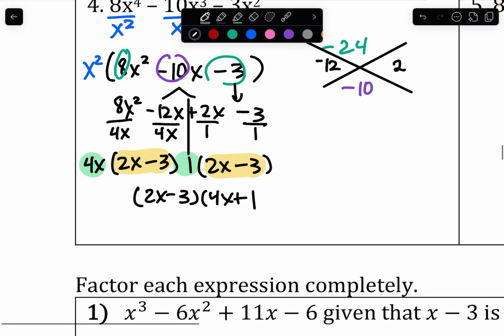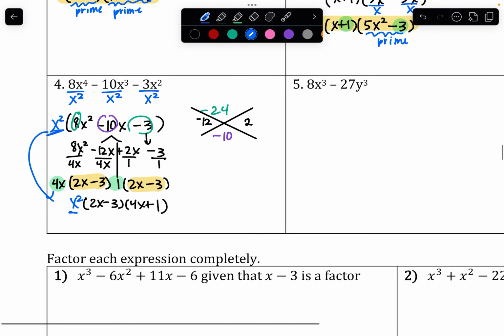And then do not forget your GCF out here. It comes back for the final answer. That way when we check our work, x squared times 2x is 2x cubed, times 4x is the 8x to the 4th.